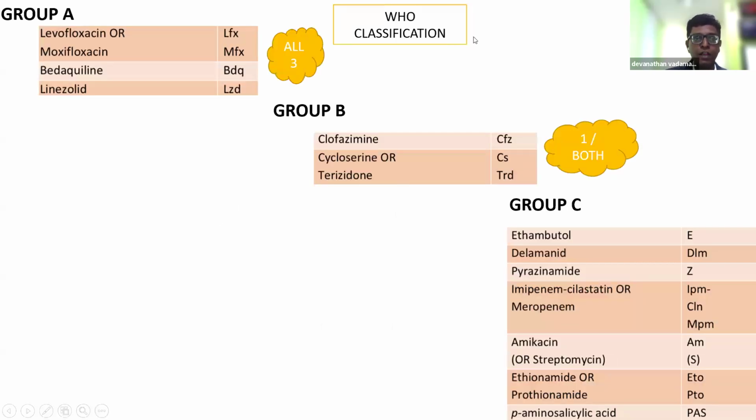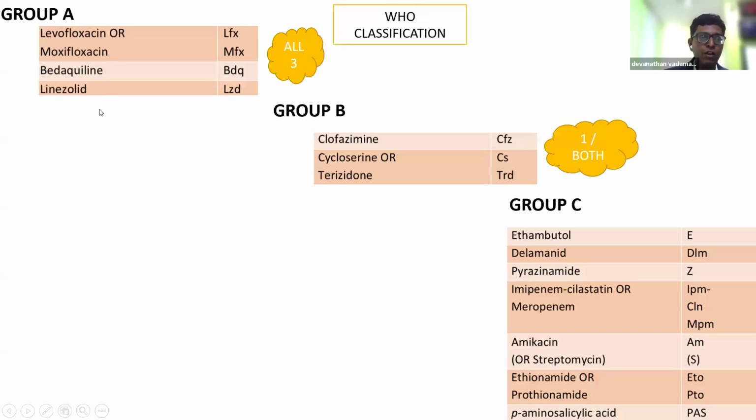We have a grouping of drugs according to WHO classification. Group A contains your fluoroquinolone, that is levofloxacin, bedaquiline, and linezolid. So the resistance that we term is based on this grouping. So MDR plus resistance to either levofloxacin or moxifloxacin is known as pre-XDR. Pre-XDR plus additional resistance to either bedaquiline or linezolid is known as XDR. So MDR plus levofloxacin resistance is pre-XDR.